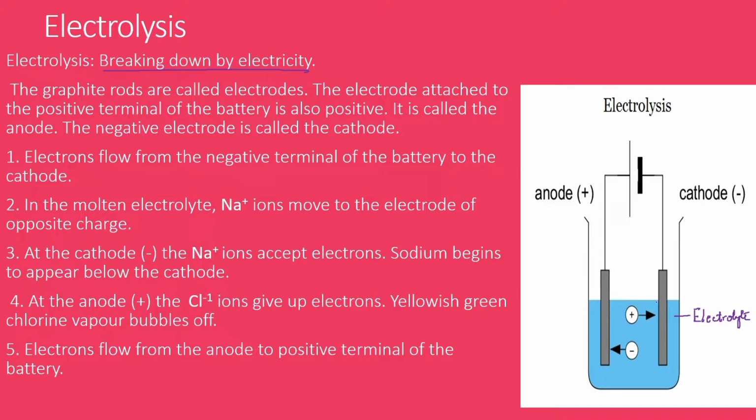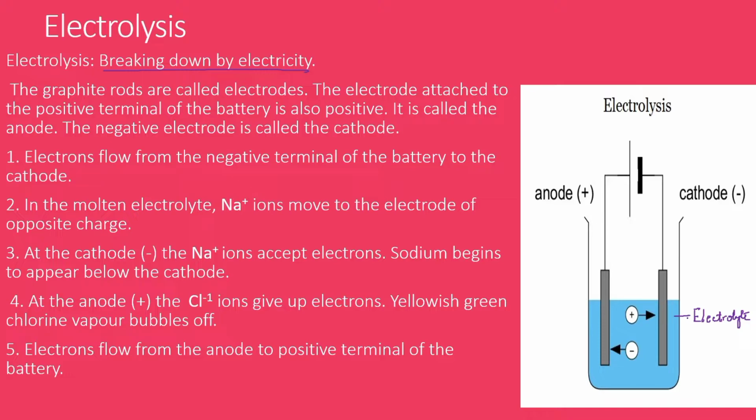And it consists of two electrodes which are immersed in the electrolyte, and they are also connected to the battery. Graphite electrodes carry the current into and out of the electrolyte. Now mostly graphite or platinum electrodes are selected, and they are chosen because they are unreactive and inert, and they do not react with the electrolyte or with the products of the electrolysis.